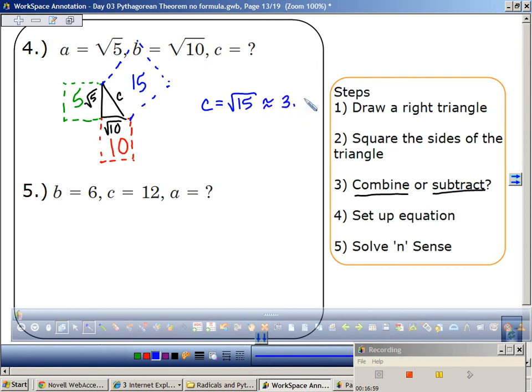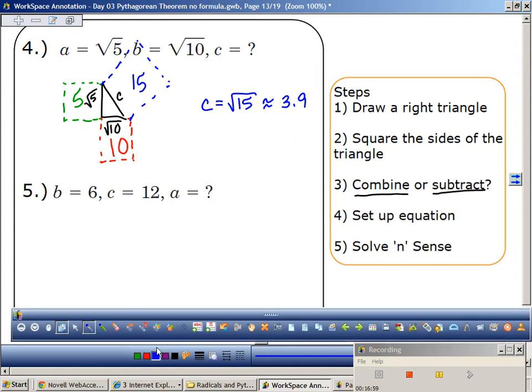3.8, you think? 3.9? Because it's almost 16? Yep. Yes. That makes sense. We're almost done.